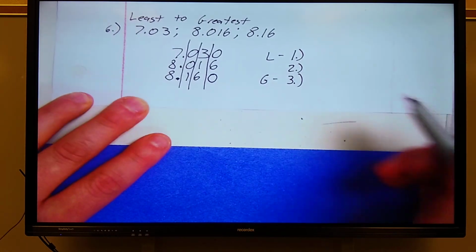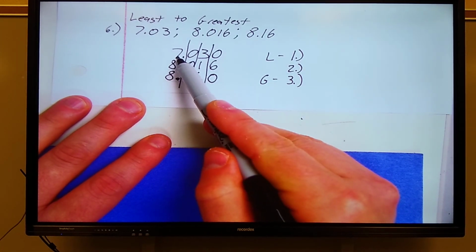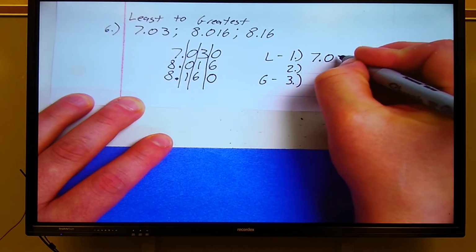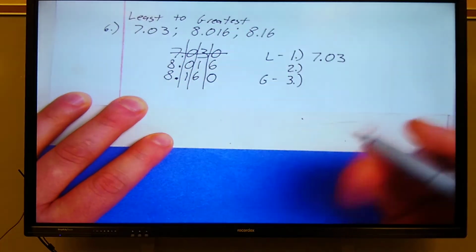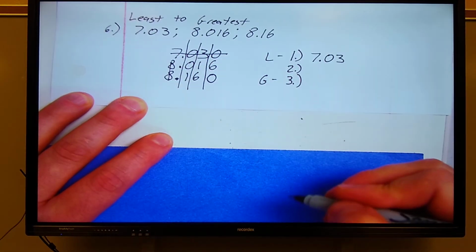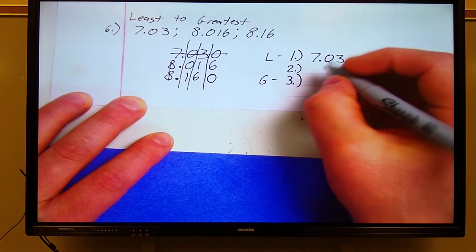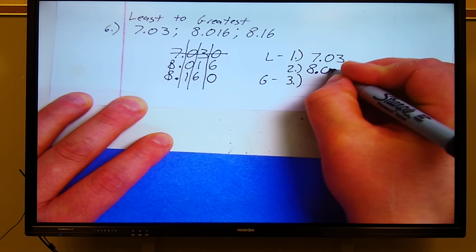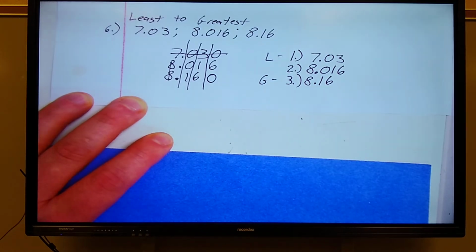All right, let's begin. The ones place. I got a 7, an 8, and an 8. The 7 is smaller than both 8s. I already got the smallest number. 7 and 3/100 is the smallest number. Now I got to figure out the next two. In the ones place, I got an 8 and an 8. I can't use it. In the tens place, I got a 0 and a 1. There we go. 0 is smaller than 1. And then we have 8 and 16/100.